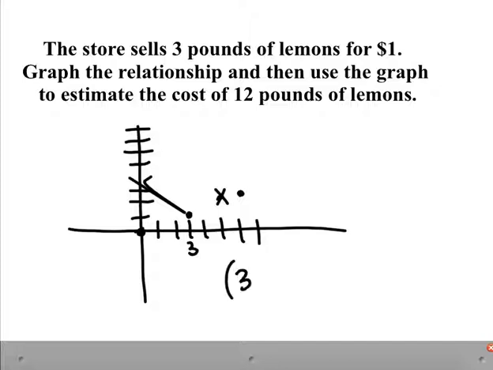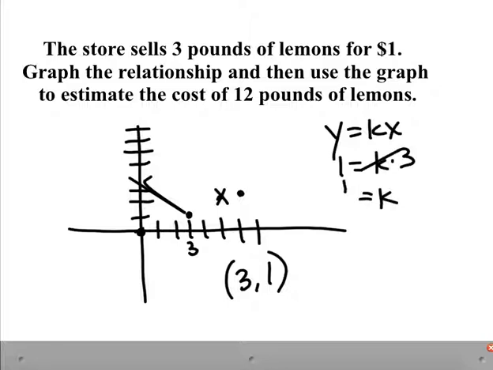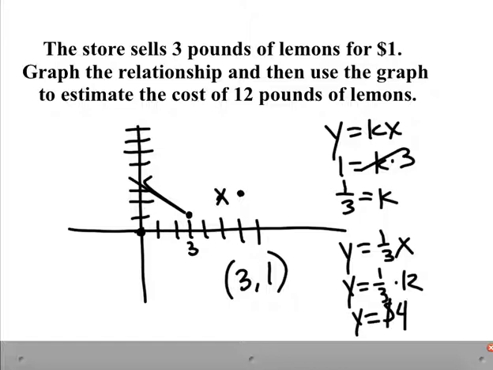Okay, so we have this (3, 1). We can plug that into an equation to say y equals kx, so 1 is equal to k times 3. So k would have to be 1/3. So if I have y equals 1/3 x, and I want to know for x, 12 pounds of lemons, I would say y is equal to 1/3 times 12. So those 12 pounds of lemons would have to be $4.